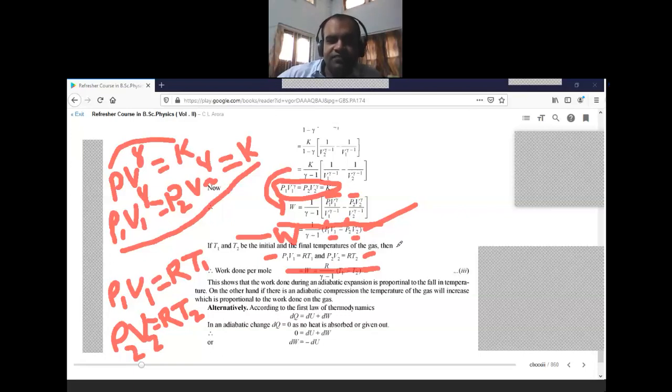If you are given this, it may be asked in a numerical. You may be given gamma and P1, V1, P2, V2, and you can calculate W. Also if you are given the temperatures T1 and T2, then you can also calculate W. Gamma will not be directly given; it will be given as monoatomic, diatomic or triatomic. Monoatomic gamma has a different value, diatomic gamma has a different value and triatomic gamma has a different value. You will not be given the exact value, but you will be told that the gas you are dealing with is monoatomic, diatomic or triatomic. This way you can derive.